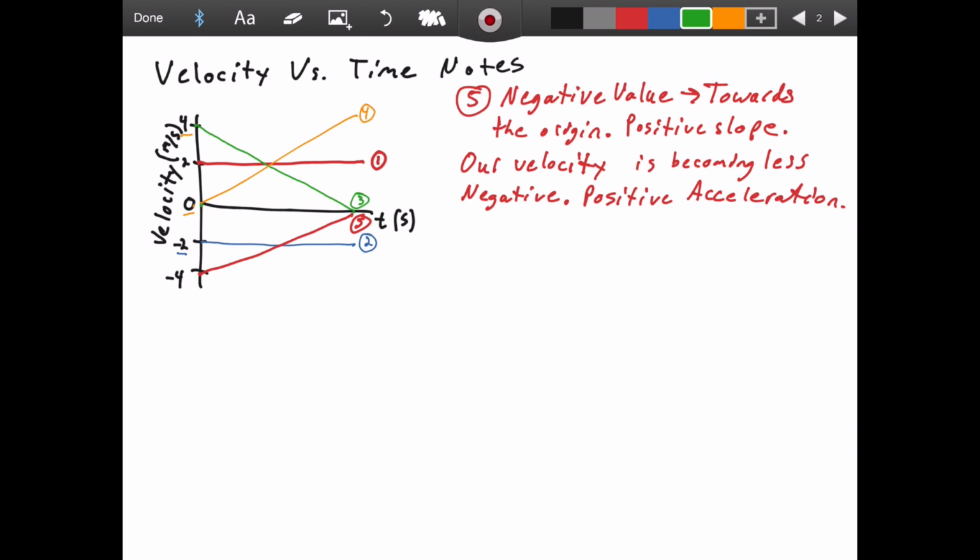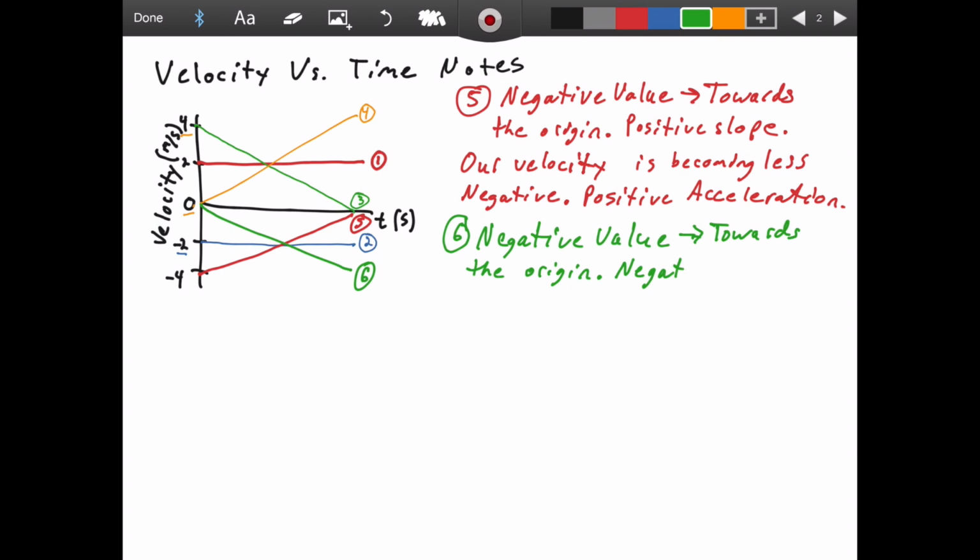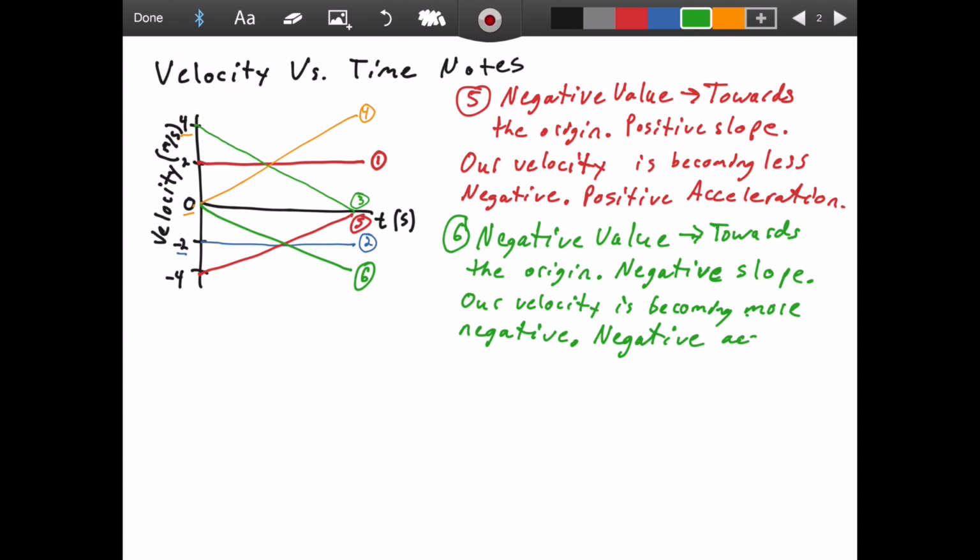We're going to draw our last and final example here. This is going to be line number 6. So for line 6, we see that we're under the x-axis, which means that we have a negative value for our velocity, right? We're starting at 0, ending at around negative 4. We've said before that that negative value is going to mean that we are moving towards the origin. And then the next thing we want to note is that we have a negative slope. So just like we said before, a negative slope means that our velocity is becoming more negative. All right? A negative slope also is going to mean a negative acceleration.